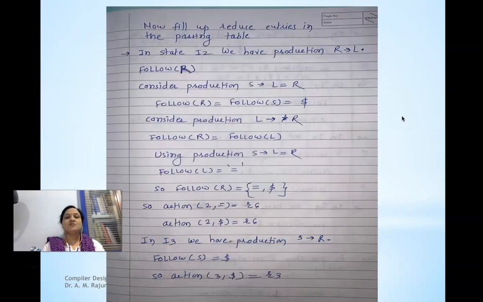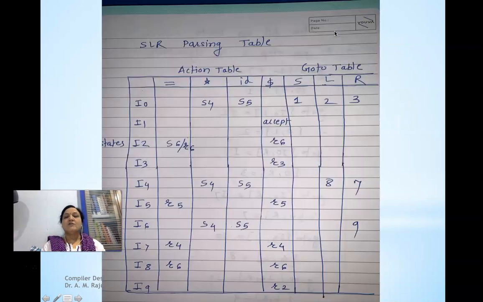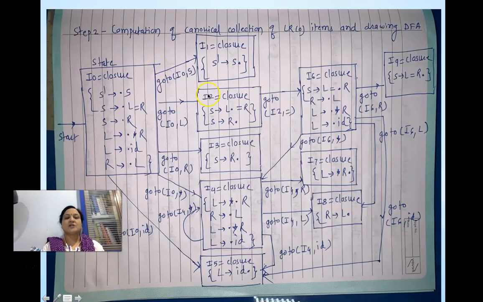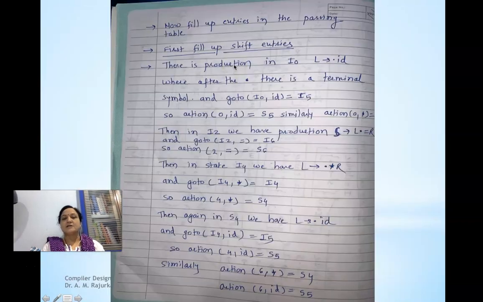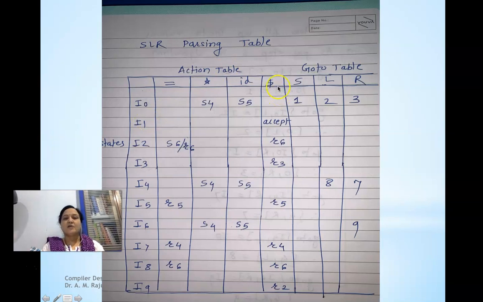Now fill up the reduce entry. We know that for reducing we should have a complete item in the production, and that should not be the start symbol. This is a complete item but it has the start symbol, so this will lead to an accept entry. Whenever there is a reduction on the start symbol of the grammar, we lead to the accept entry. So 1 comma dollar in the table will be accept. Here, when we reduce by S on the top of the stack, we declare that parsing is successful and the input string is accepted by the parser.